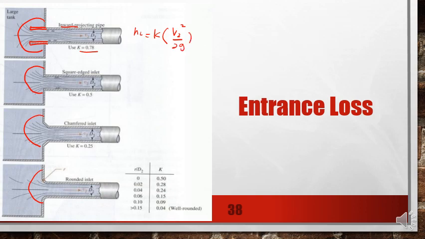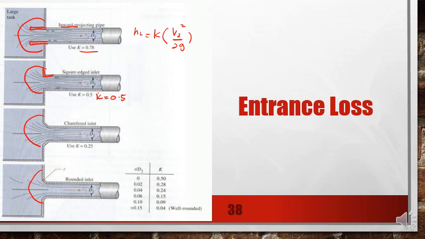The second one is the square edged inlet. If you look here, it is in the shape of a square. That's why we use the name square edge inlet, and the K in this case is 0.5.